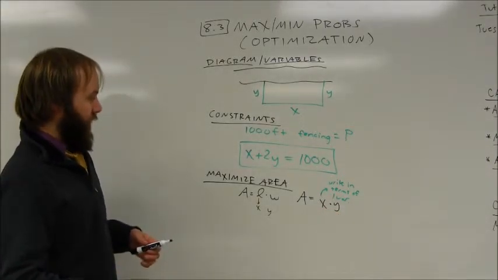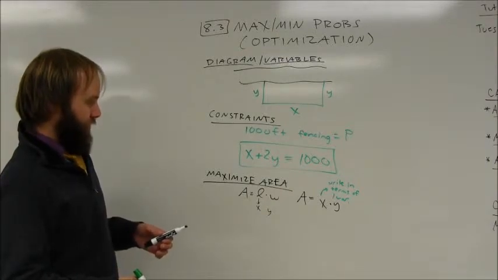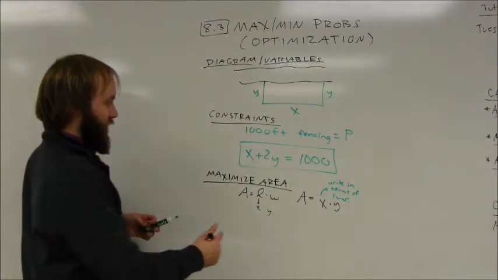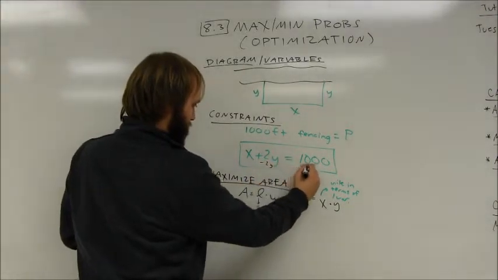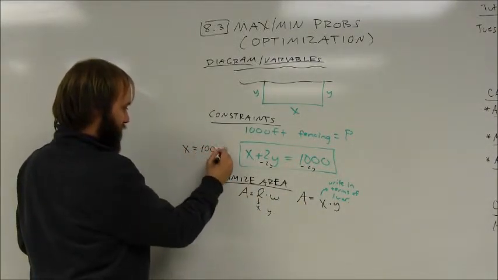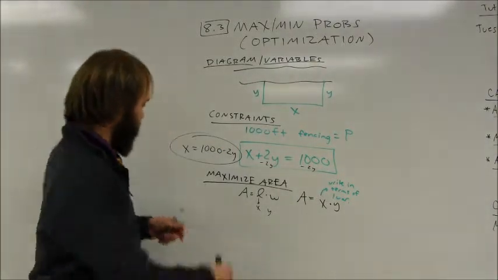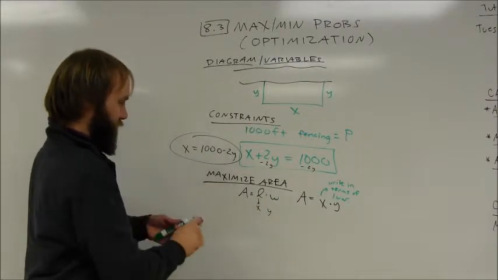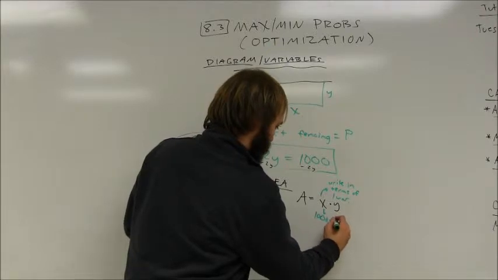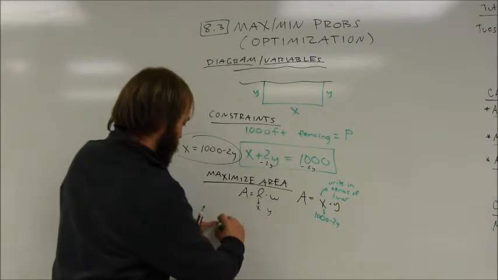So for example, again, really depending on how you want to do this here, but I could write everything in terms of y in this equation. I could subtract 2y from both sides here, and I would know then that x was equal to 1,000 minus 2y. Okay? Anywhere where I see an x, I can substitute in a 1,000 minus 2y, and I'm going to get exactly the same thing.